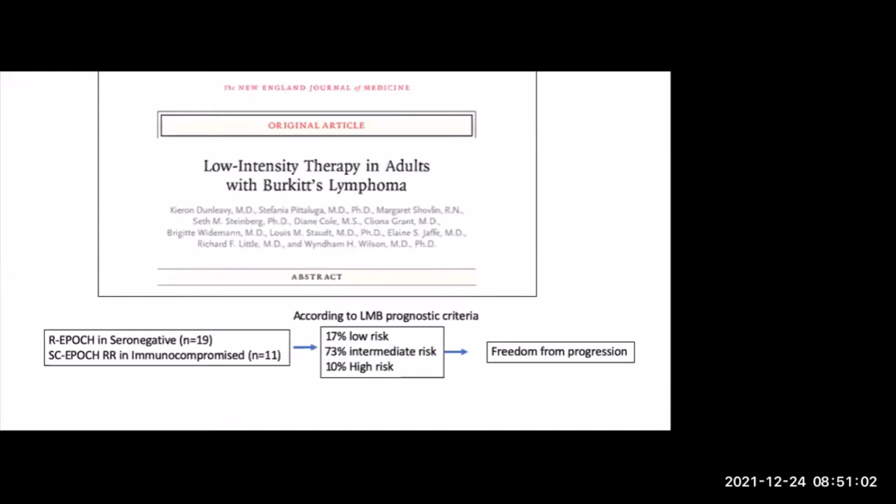So there we can use R-EPOCH quite easily. The first publication was this small series published in NEJM from NIH. 19 HIV negative and 11 immunocompromised patients, mainly HIV positive, along with 2 patients with primary immune deficiency, were treated with the EPOCH regimen. The HIV positive patients received a short course R-EPOCH, which was 3 cycles of EPOCH with each cycle containing 2 rituximab doses, and HIV negative patients received the R-EPOCH regimen.